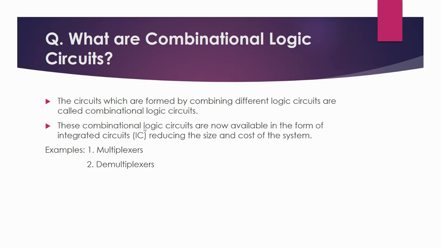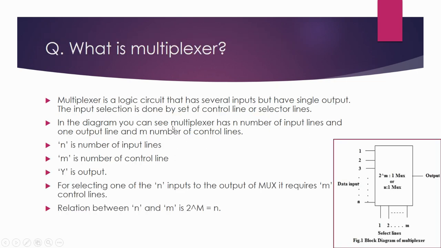Now let's move ahead and understand what is a multiplexer. A multiplexer is a device which has multiple inputs and a single output. These multiple inputs are available on this side as you can see here: 1, 2, 3 up to n. Out of these n inputs, only one is selected as the output based on the select lines. The select lines are also known as the control lines.